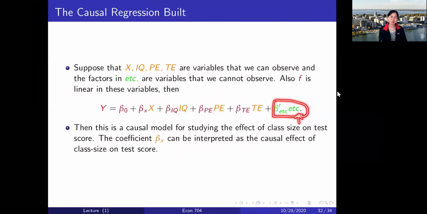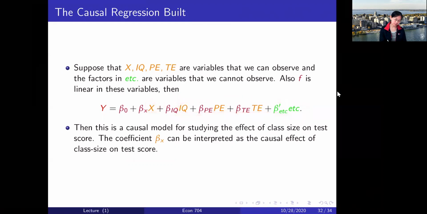These include unobservable factors on the student side as well as on the teacher side. Then this would be a causal model for studying the effect of class size on test score. You can increase or decrease class size, holding the student's IQ, parental education, and teacher experience, and maybe other factors constant. It is reasonable to imagine doing that.